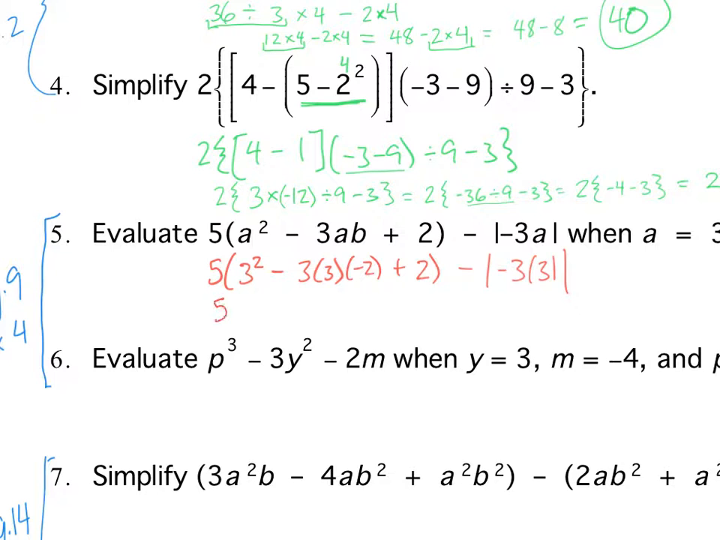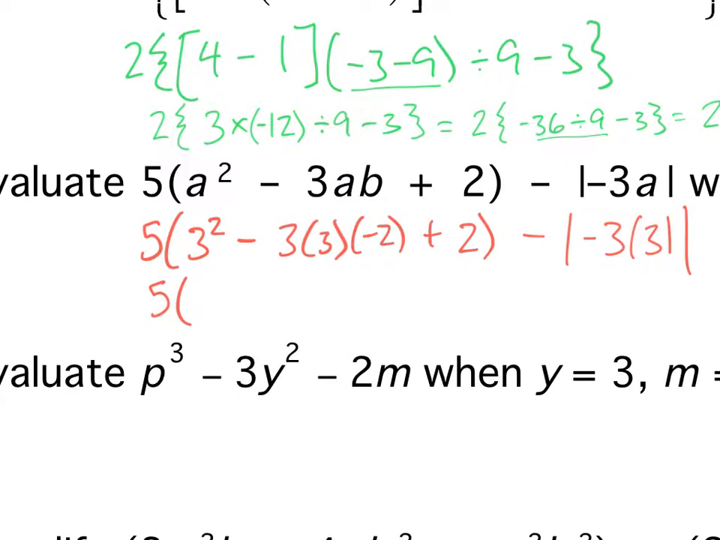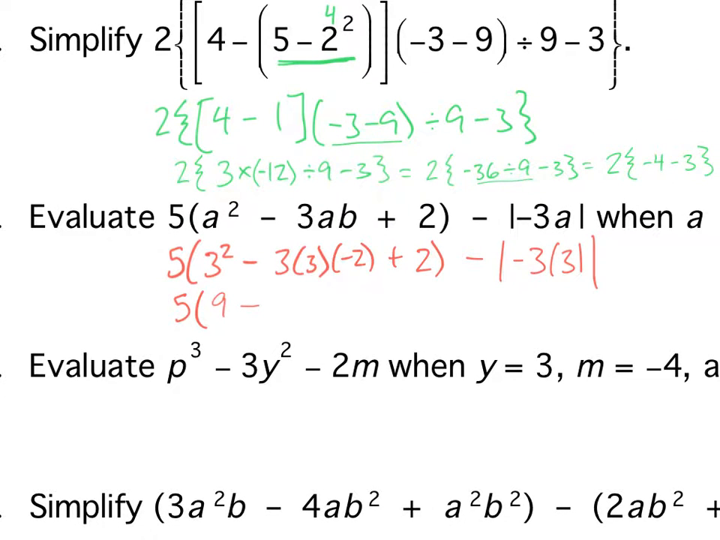So inside the first parentheses, I need to do the exponent and the multiplication before I can combine and do the addition and subtraction. So 3 squared makes a 9. Then I've got 3 times negative 2. That makes a negative 18. But then with that minus sign in the front, a minus negative 18 essentially becomes a plus 18. So that's what I'll put there for the middle term. And then I still have the plus 2 from the end. And then inside the absolute value sign, I've got negative 3 times 3, which makes a negative 9.